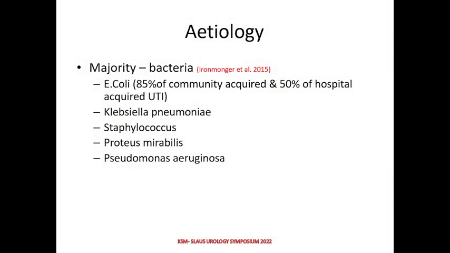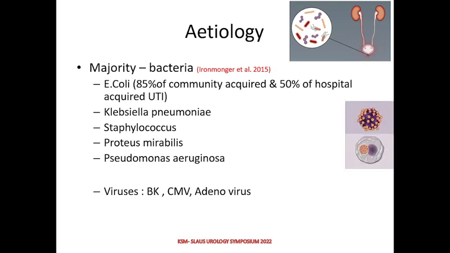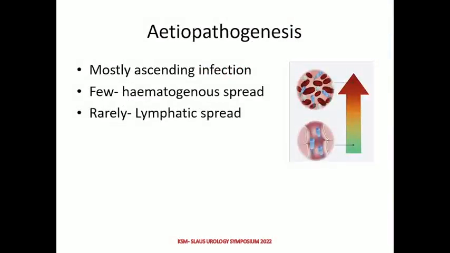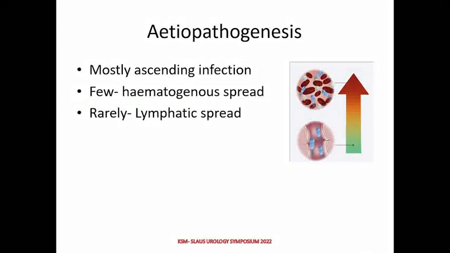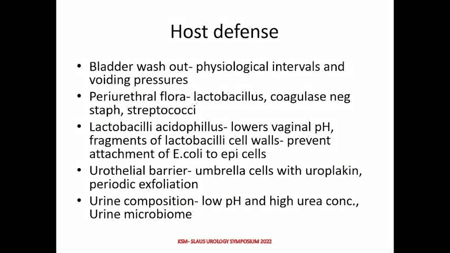Etiology: the majority is due to bacteria and commonly due to E. coli, which accounts for more than 85% of community acquired and more than 50% of hospital acquired urinary tract infection. And rarely due to virus and fungal, even protozoal infection also. Etiopathogenesis is mostly due to ascending infection. There may be cases like hematogenous or lymphatic spread as well.